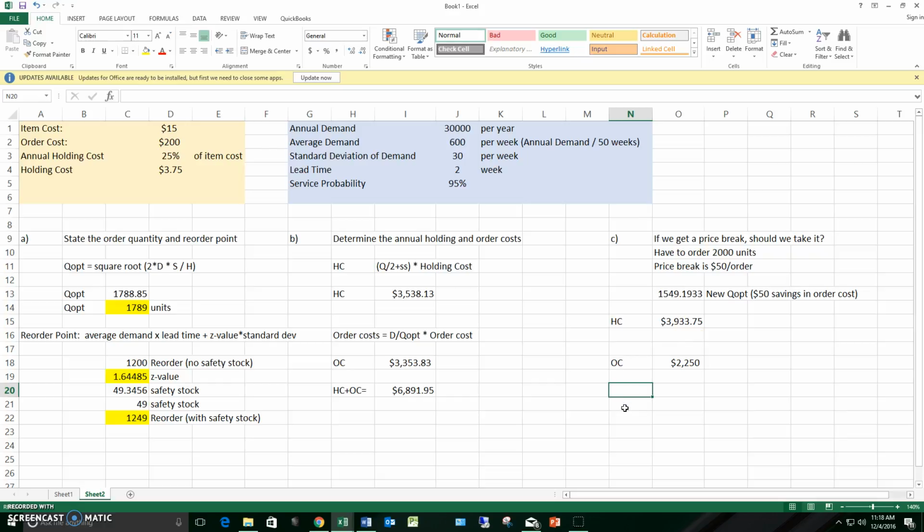And if we look at our total holding cost plus ordering cost, let's see what they are. Holding cost plus ordering cost are now $6,184.